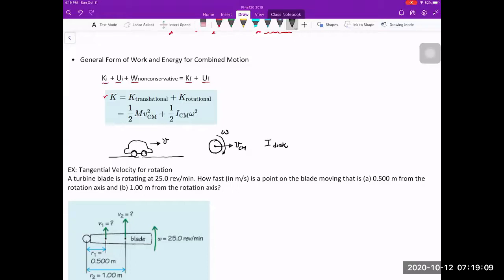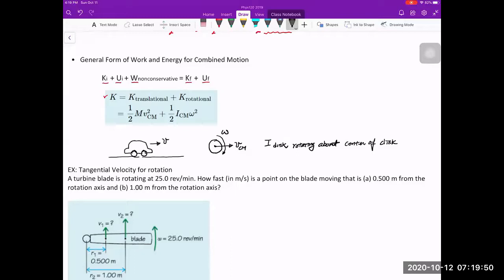and it is rotating about the center of the circle. Okay, so the center of the disk. It's not rotating about the midpoint of the tire. Okay, so you have to know how to get this one here.